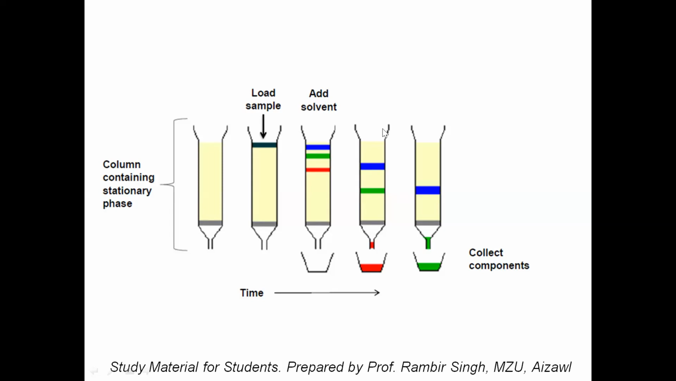Okay, now how many elutes are there in this system? Three are there: blue, green, and red. So elute means the components of the mixture that are coming out. These are called elutes. Yes, sir.